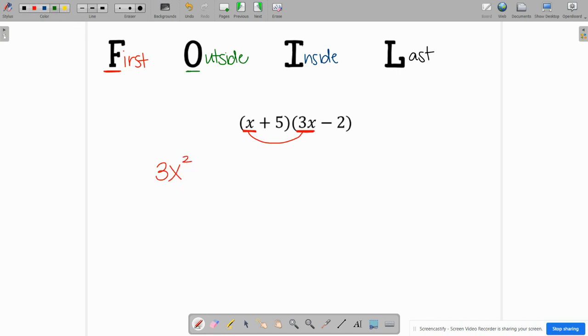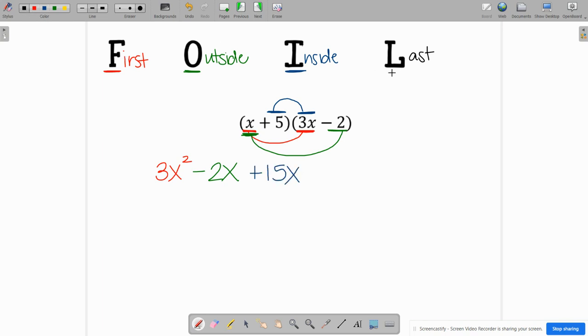The O for outside means you're going to multiply the two outside terms. So the outermost term over here is x, and over here is negative 2. So I'm going to multiply x times negative 2 to get negative 2x. I can see that this term here, x, has now been multiplied by both terms in the second polynomial. The I stands for inside. That means the two innermost terms, the positive 5 and the positive 3x. So 5 times 3x is 15x.